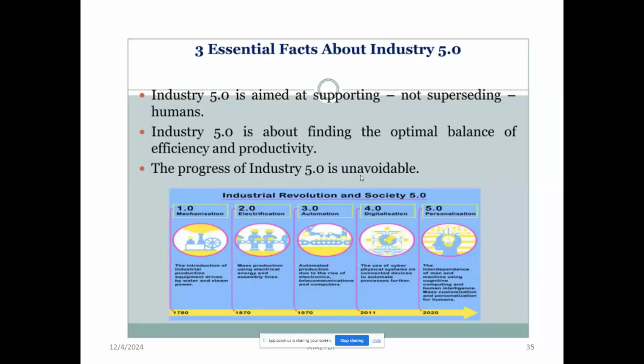And the third one, the progress of industry 5.0 is unavoidable. There is a need. We cannot stop the industrial revolution. So that's why, from industry 4.0, we are still talking about industry 4.0, whereas industry 5.0 has already reached the market. So the interdependence of man and machine using cognitive computing and human intelligence is applicable in industry 5.0. So there will be mass customization and personalization as per the human demand. So 2020, now we are in 2024. So almost industry 5.0 has reached everyone's market.